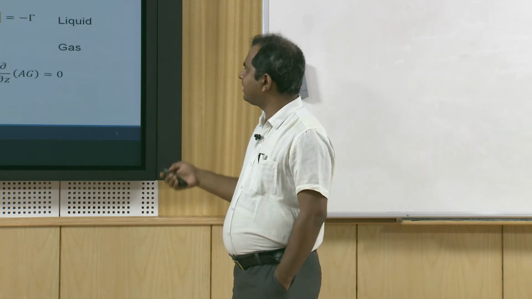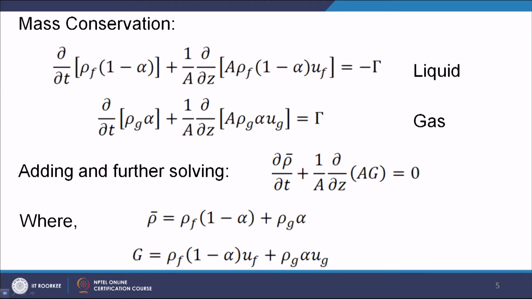On the other hand, the gaseous phase equation takes a similar form to the liquid. In place of 1 minus alpha, we have to consider alpha, because alpha is associated with the gaseous phase. First is the unsteady part, and then we have the inertia part, 1 by a del z of a rho g alpha u g, and as gas has acquired mass due to phase change, we have kept gamma as positive. So, this gives you the mass balance, because these two will cancel each other.